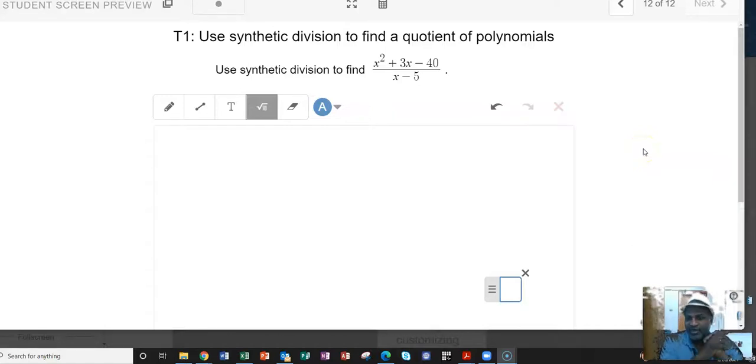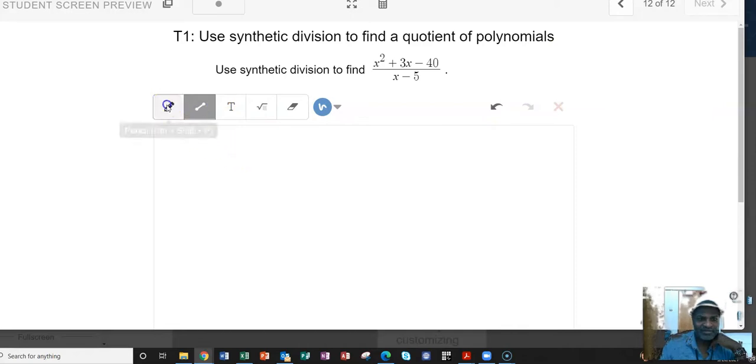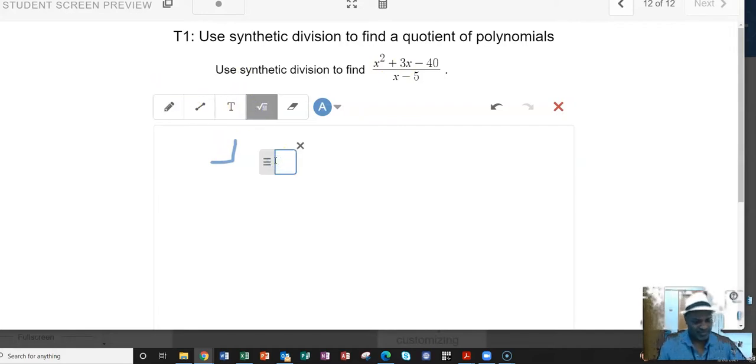Okay, now I know you've seen this problem before, but the difference is this time we're going to use synthetic division in order to find the quotient, which is kind of like a shortcut method. So what I'm going to do is create a little box over here, and I'm going to put a 5 in it.